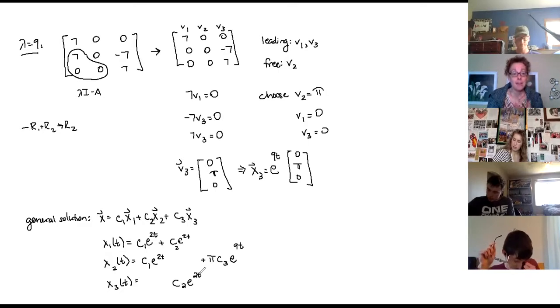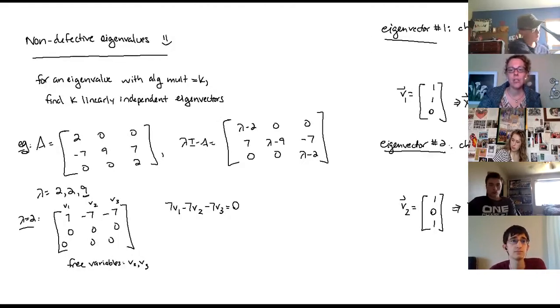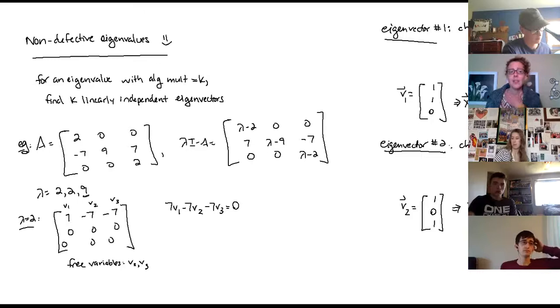So if you have non-defective eigenvalues, the process is basically the same. The only thing that changes is your choices. So you're going to have to go through multiple choices, and that's where identifying your free variables is really helpful because those are your choices in this case.